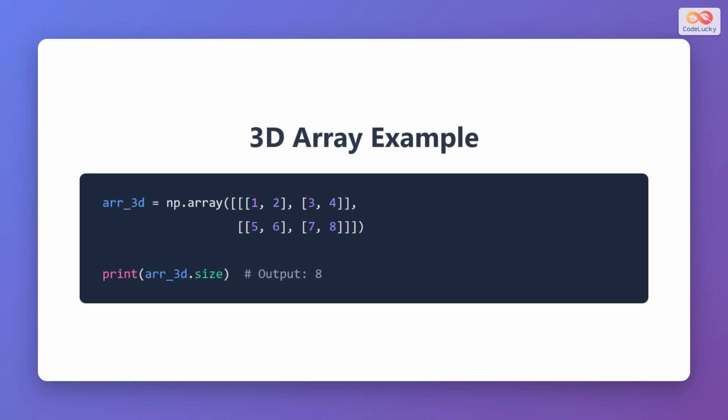For a three-dimensional array, we create arr_3D with a more complex structure. It has 2 layers, each containing 2 rows and 2 columns. The elements are 1 through 8. When we print arr_3D.size, it returns 8. The array has 2 times 2 times 2 dimensions, which equals 8 total elements.